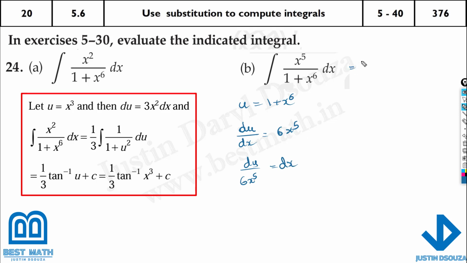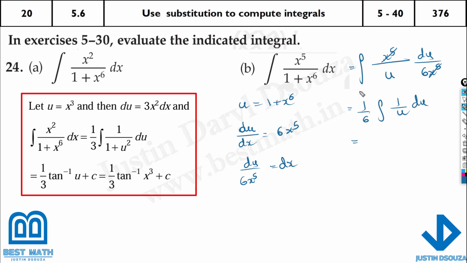And let's substitute back in this given question. So we have x power 5 as it is, divided by u, and dx is du divided by 6x raised to the power 5, which cancels that out. You're remaining with 1/6 of 1 by u du. This is natural logarithm now.